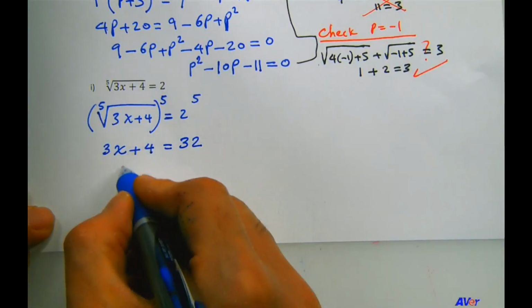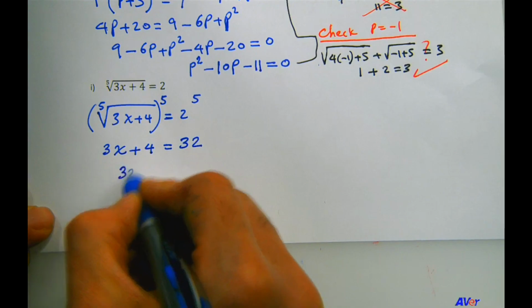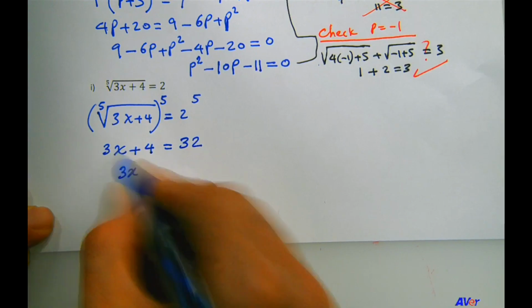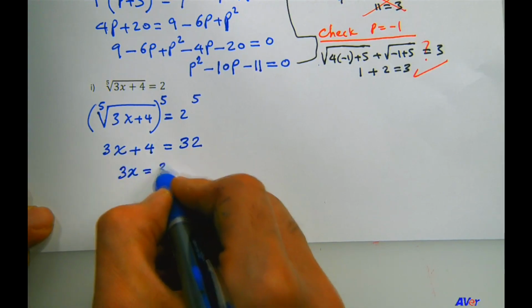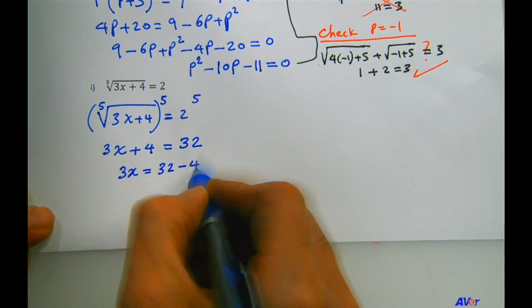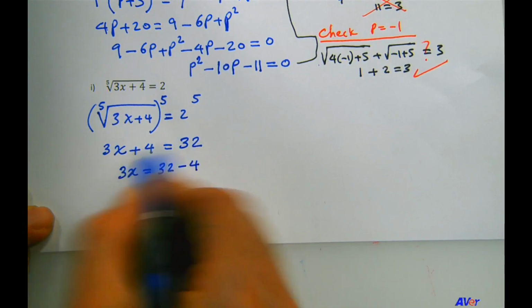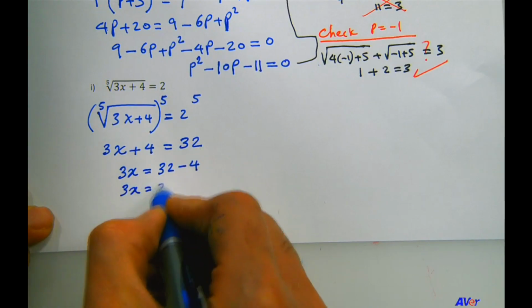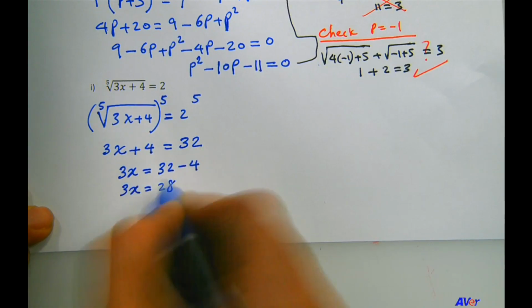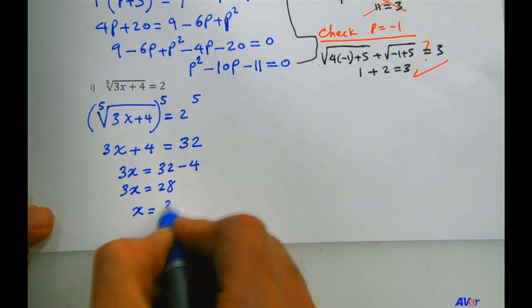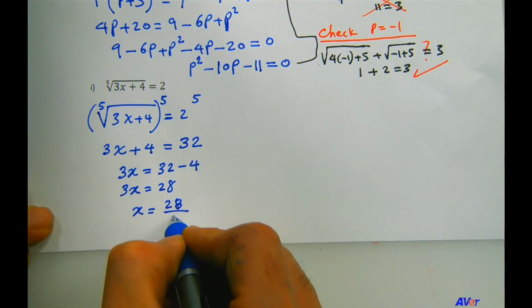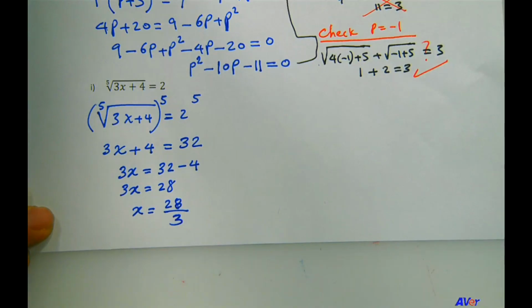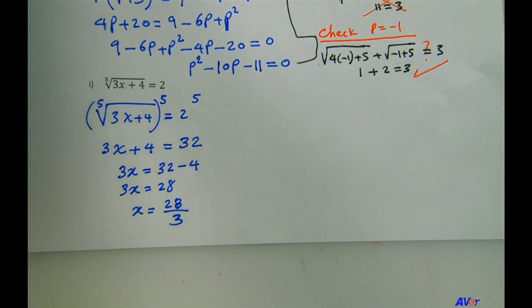So 3x plus 4. Let's isolate x, right? We're solving for x. So 3x equals 32 minus 4. 4 was positive on the left. When we move it, it becomes negative. 3x equals 28, positive 28, right? So x is equal to 28 over 3. So should we accept this? No. We should check this answer.